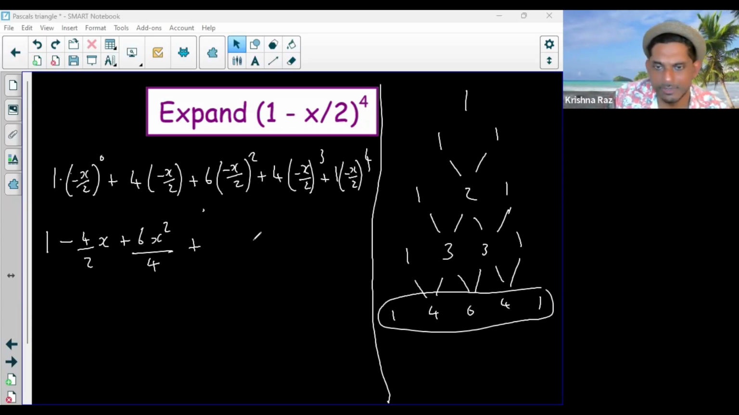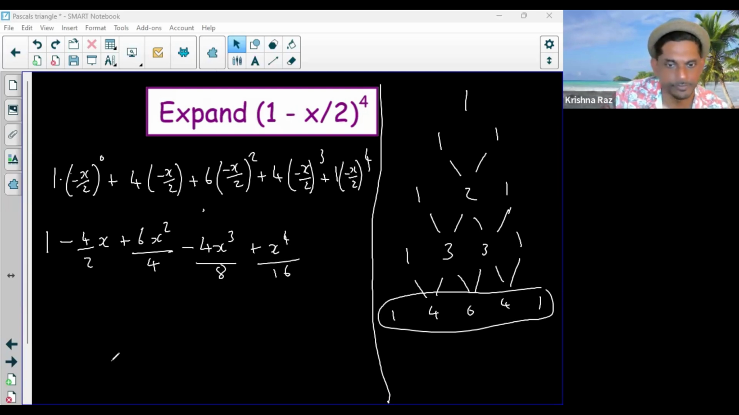Then we're going to get a negative cubed, which is still a negative. So we have 4 times negative x cubed. Oh, I've already done the negative. Over 2 cubed, which is 8. And then the final one is minus x to the power 4, which is positive, over 2 to the power 4. So we simplify that and we get the answer.